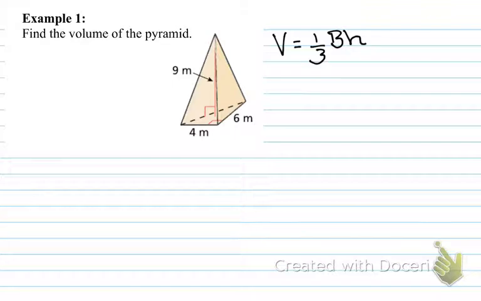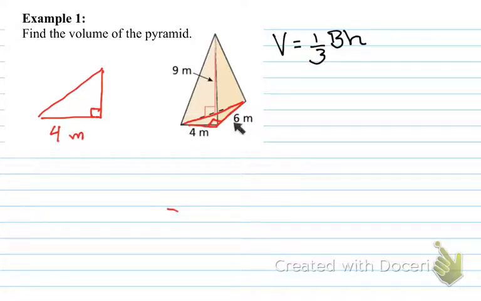So now I need to find the area of this base. First we have to figure out what that base is. If we look here, this base is a triangle, and it has a nice 90-degree angle in there. So I'm going to sketch that off to the side. That is just the base. This side here is a 4, so I'm going to label this as 4 meters. And this side right here is 6, so we're going to label that as 6 meters. So we have that nice right triangle.